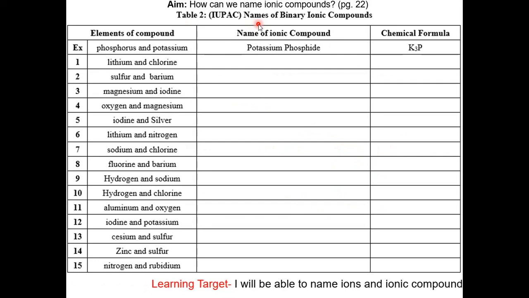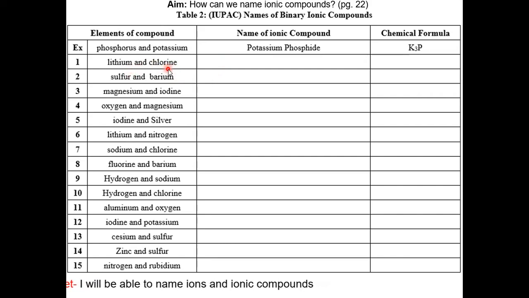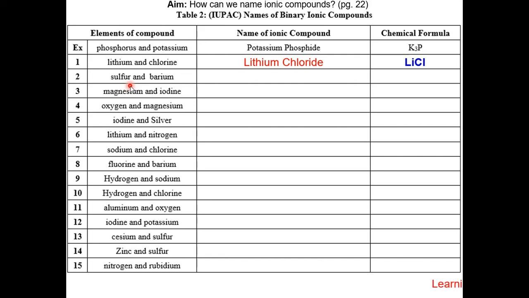For Table 2, I'm going to do the first 3 questions and then you can do the rest on your own. So lithium and chlorine. Lithium is the metal, chlorine is the nonmetal. So the name of the ionic compound is lithium chloride. And for the chemical formula, you have to crisscross the charges, so that's LiCl. For sulfur and barium, barium is the metal, so you have to write that first in the chemical name. Sulfur is the nonmetal, so you change the ending to -ide, that becomes sulfide. So the name is barium sulfide, and the chemical formula, if you crisscross the charges, is BaS.